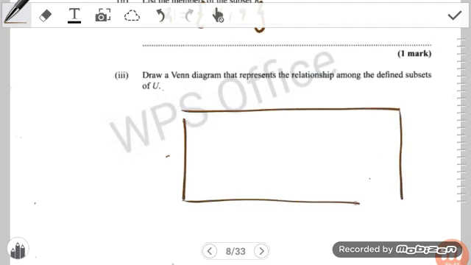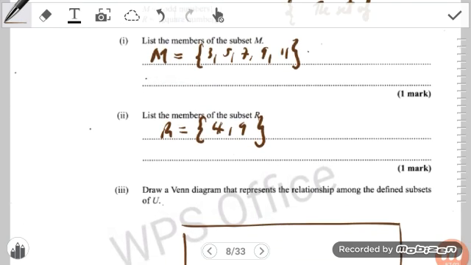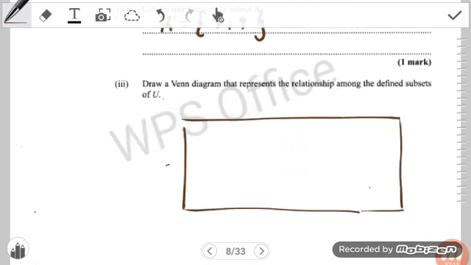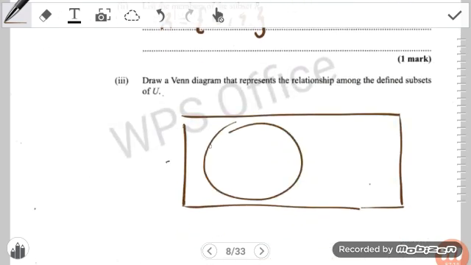So we have to pay attention to see, are there any common members between M and R? And there is. 9 is a common member, so that tells me right away that my circles are going to cross over like that. So I know that 9 will also be in the middle. This is going to be set M, this is going to be set R. The only member of R that's not there is 4, so we could put 4 here.